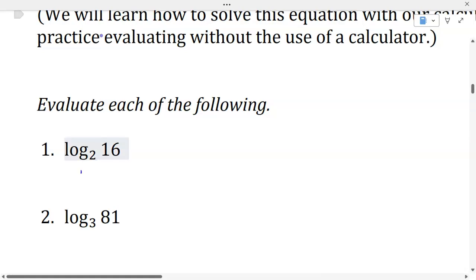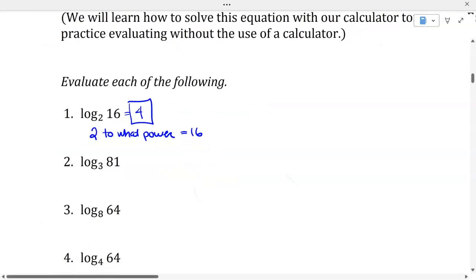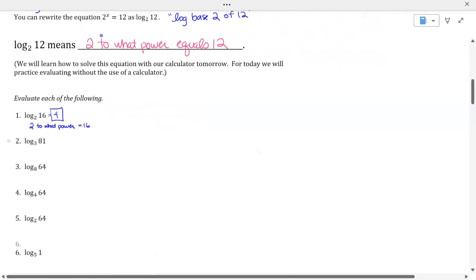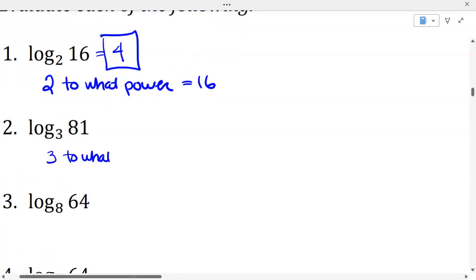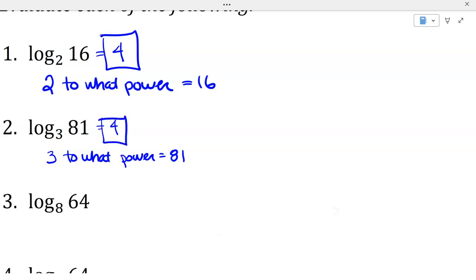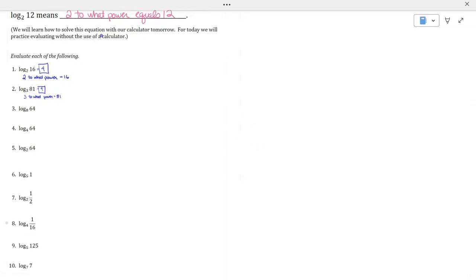So here I want you to ask yourself, 2 to what power equals 16? And hopefully you're thinking 4, because we know 2 to the 4th power equals 16. And for each one of these through number 10, I want you to ask yourself, like in this case, 3 to what power equals 81? And hopefully you came up with 4. So I want you to go through the rest of these through number 10, and see if you can figure them out, just like we did number 2. 3 to what power equals 81? And you know that's 4. So go on and finish the rest of them, and you can come back and check your answers.